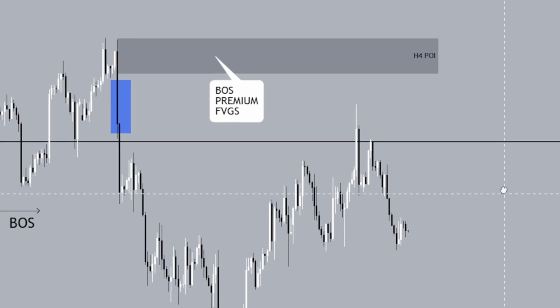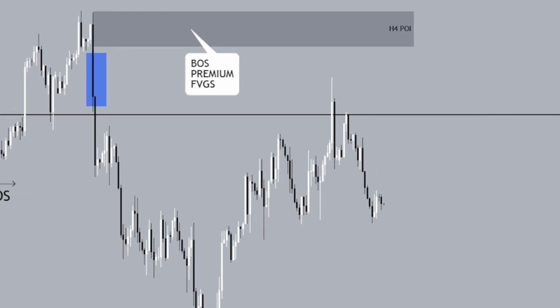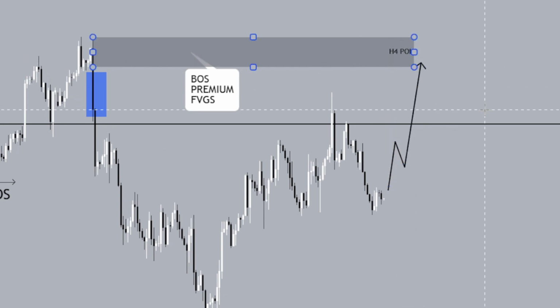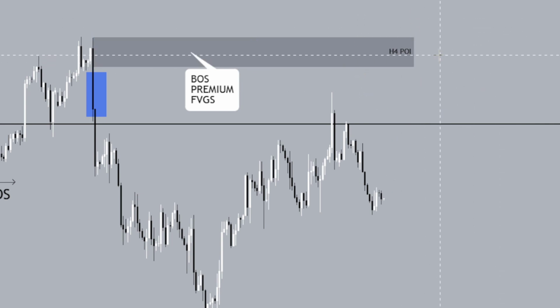So the overall narrative for the market as we speak right now, the date of recording being the 9th of May 2024, is to see higher prices up to at least this POI over here. So I expect price to get up to at least 1.2669 roughly. That's the overall pricing.